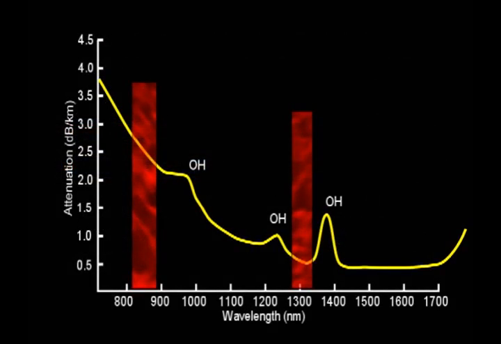Multimode cables are widely available with maximum attenuations of 3.5 dB per kilometer at 850 nanometers and 1.5 dB at 1300 nanometers. Fiber attenuations can be slightly lower.